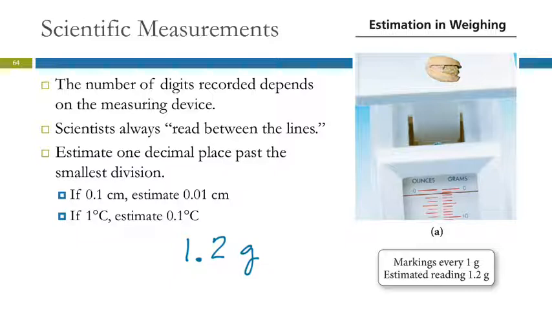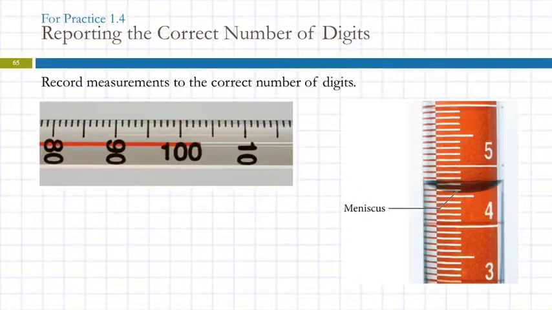So the principle here is that you estimate 1 decimal place past the smallest division. So if you're using a ruler and the smallest divisions are 0.1 centimeters, that's typical on a ruler, we're going to estimate to 0.01 centimeters. On a thermometer, the glass thermometers we have, the smallest divisions are 1 degree Celsius. We estimate the next decimal place, so 0.1 degrees Celsius. Read between the lines. Let's practice.